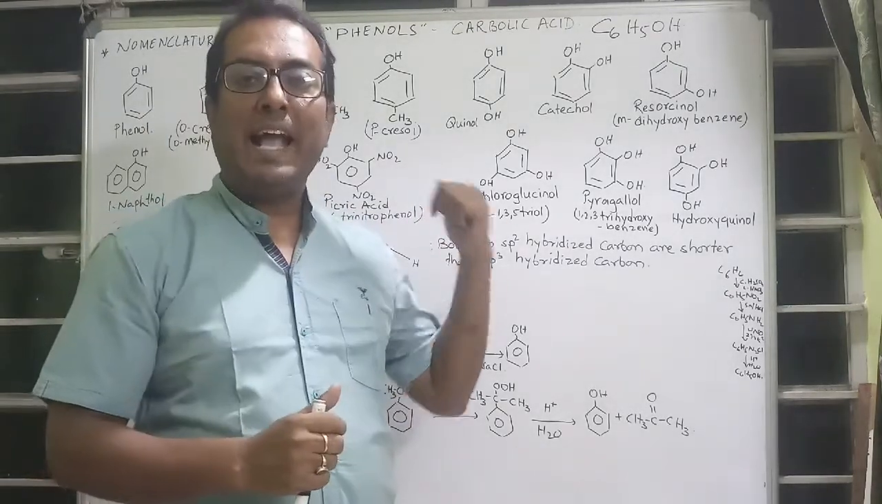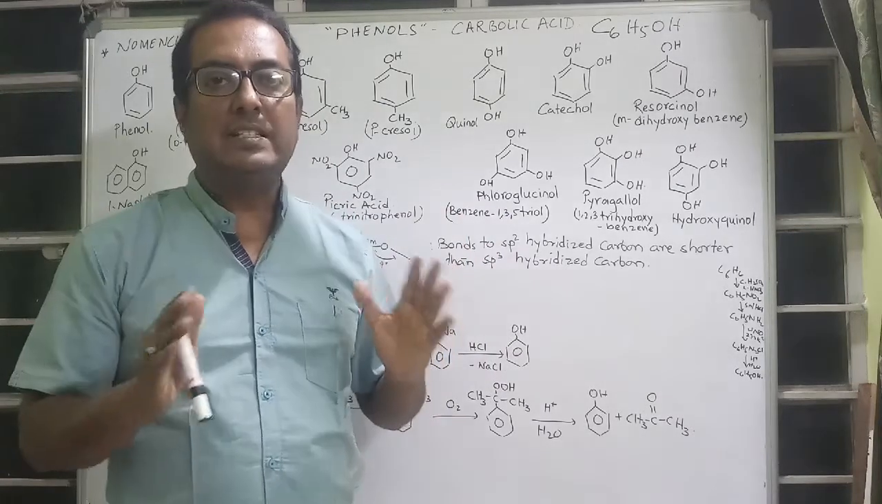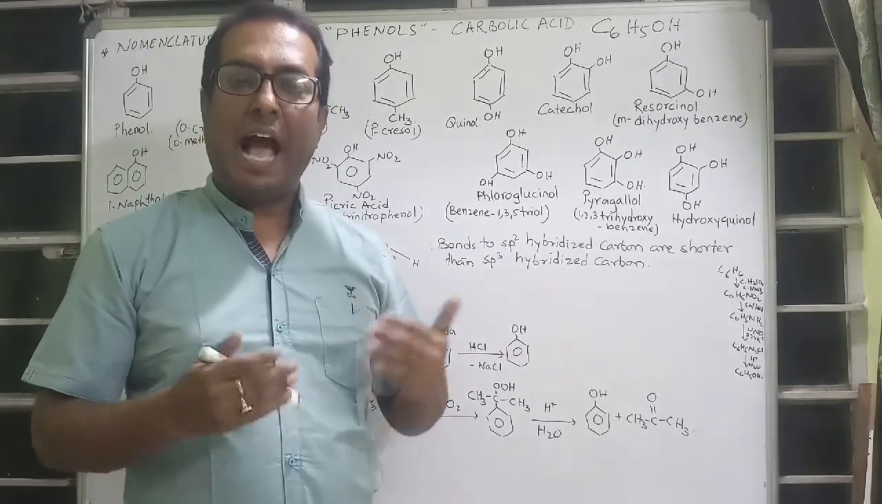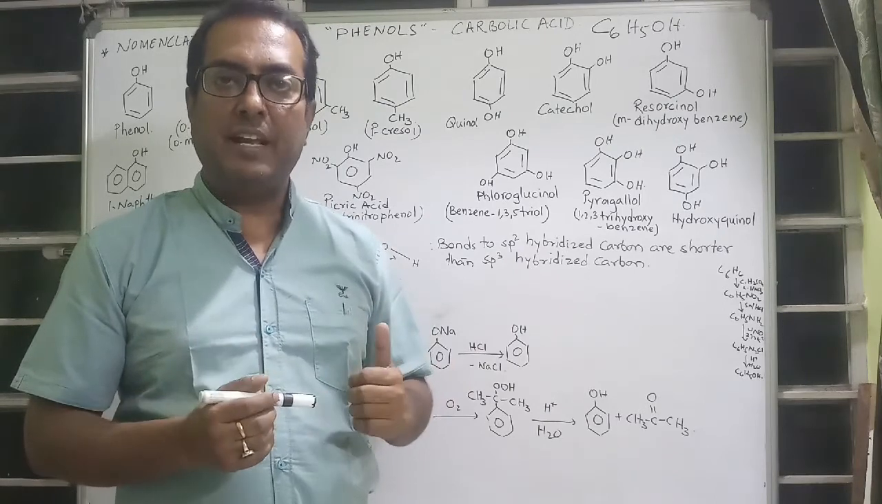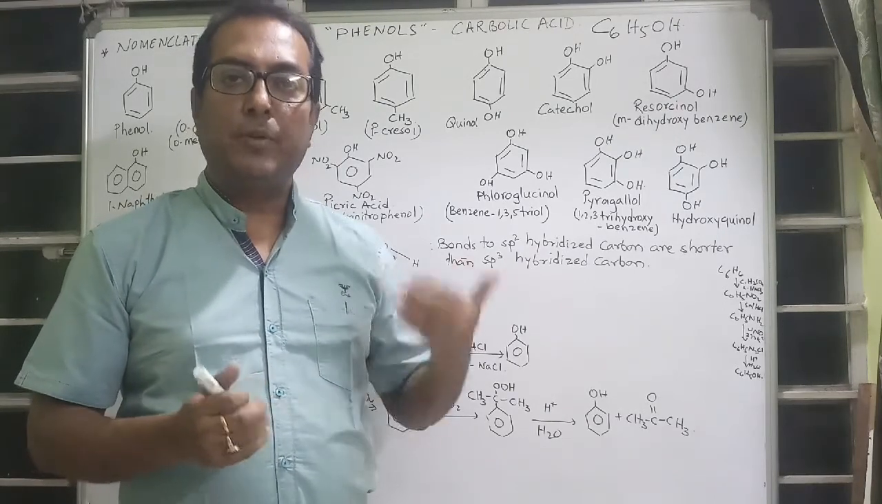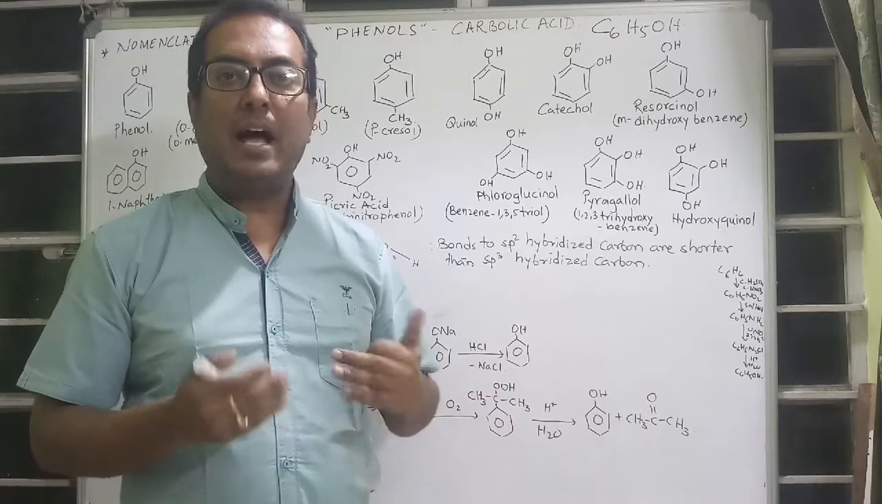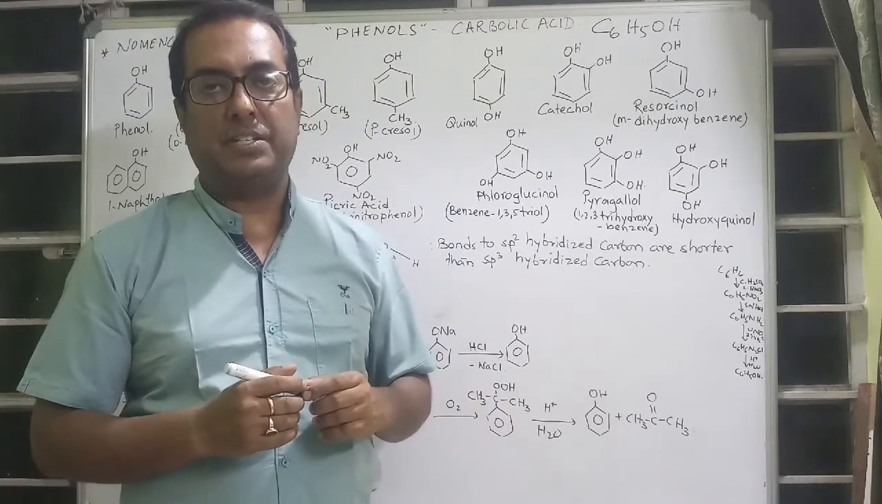Here we go. I have a cluster of 13 such phenols and derivatives of phenol. Let us see their structures vividly and understand them with the common names and the IUPAC system of nomenclature.